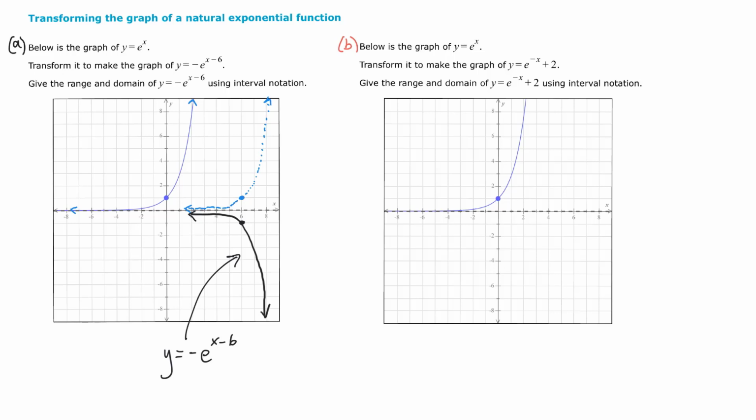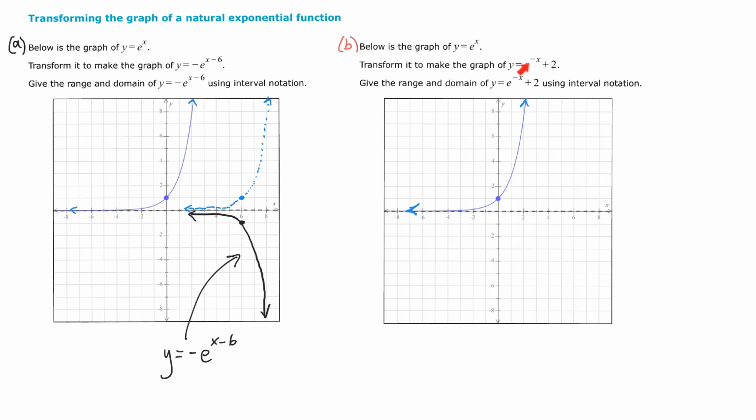Let's try the next one. This time, we once again have the graph y equals e to the x here. I'm going to do its justice by putting the arrows to indicate the domain and range. Those arrows are supposed to be there. We want to transform this e to the x graph so that we can graph y is equal to e to the opposite of x plus 2.